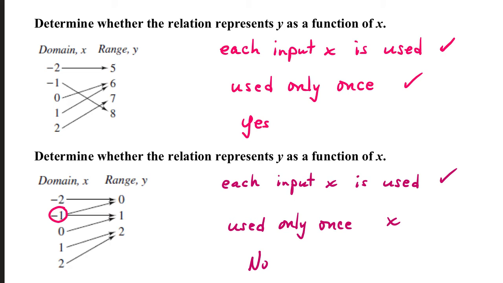In the example below, we had the same domain as the example above. Our range is a little bit different, 0, 1, and 2. Each value in the domain is used, but this one is used more than once. -1 is paired with 0 and +1, and that's a violation of the definition where each input is matched with exactly one output. So you've got to make sure that they're used only once and that they're all used. And what I mean by them, I mean the inputs or the domain.